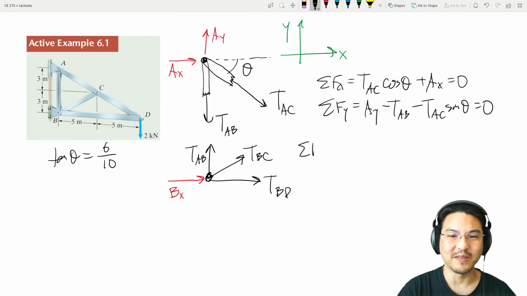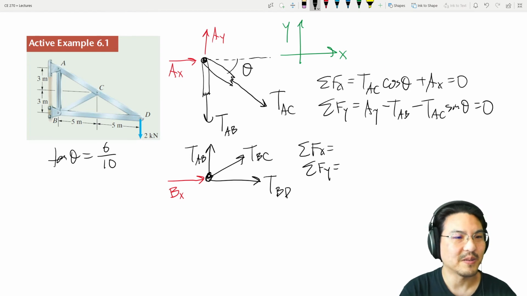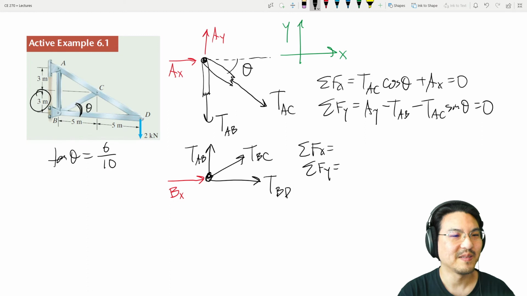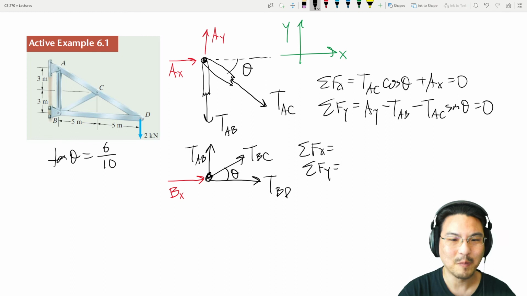Let's write Newton's second law for this one. Okay, so x direction. Let's see, also there's an angle here, which is arctangent of opposite over adjacent. So arctangent of 3/5, which happens to be the same as arctangent of 6 over 10. So it's actually the same angle as this one. So I'll just write theta.